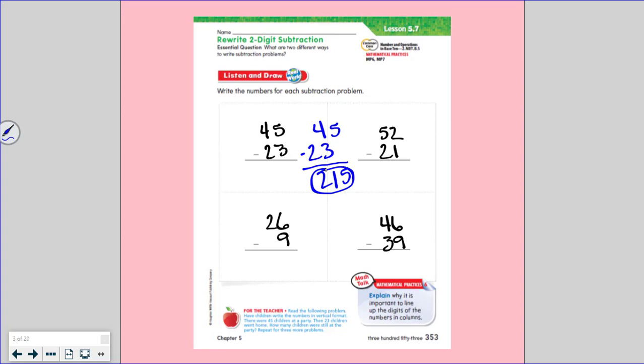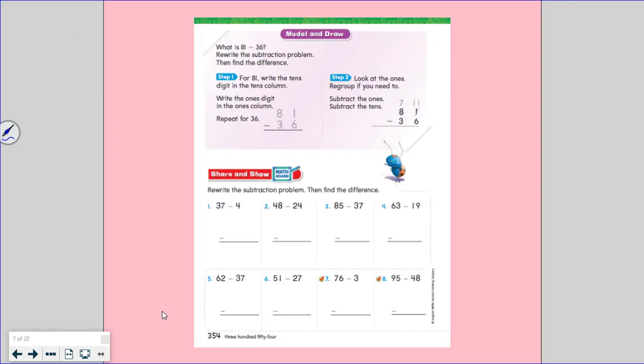Or the same thing with 26 minus 9. If I put my 9 in the tens place, that's going to cause big problems with my answer. So it's really important to make sure I put the numbers in the right columns. So these are non-examples. These are not the correct answers. All right, let's continue. Sorry, find my mouse. There it is.